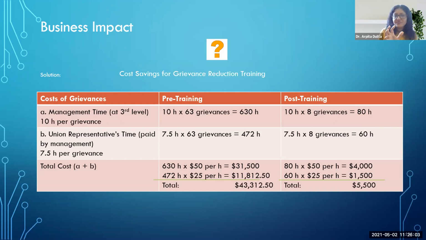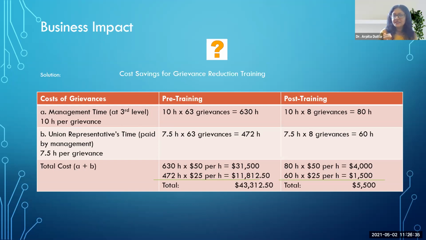Okay, so management time at third level, we have seen it's 10 hours per grievance. Pre-training, 63 grievances used to go to the third level. That's what we have seen. Each grievance, they used to spend 10 hours. So what is the total hours? 630 hours. That is for the management. Post-training, we have seen only 8 grievances were going to the third level. 80 hours. So at the management level, this is the calculation.